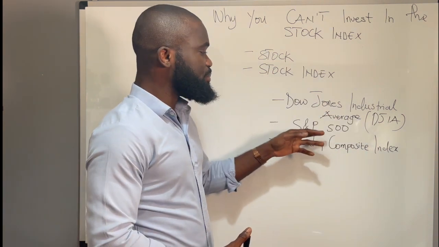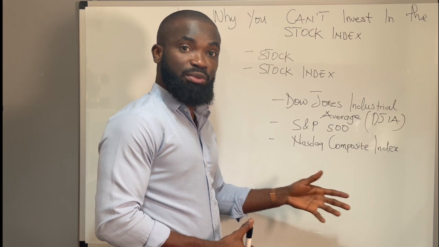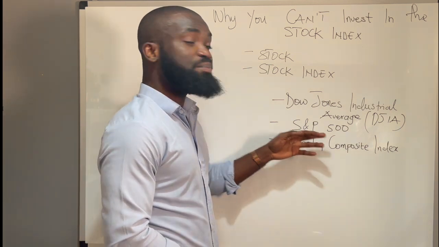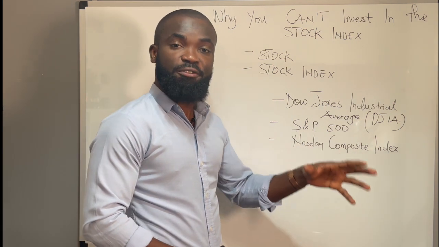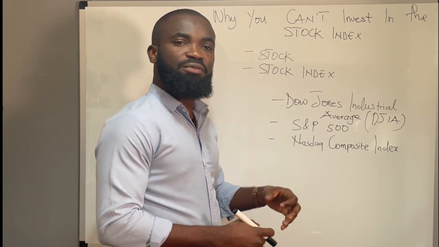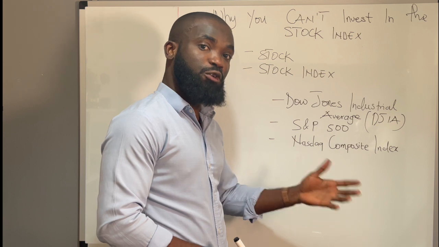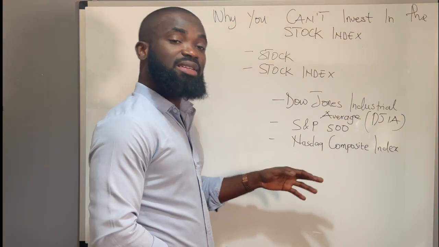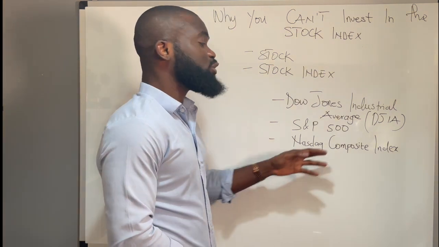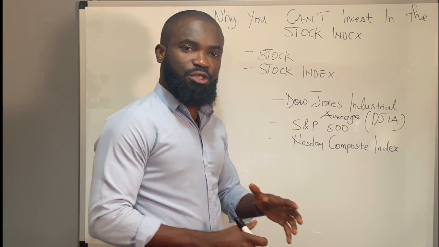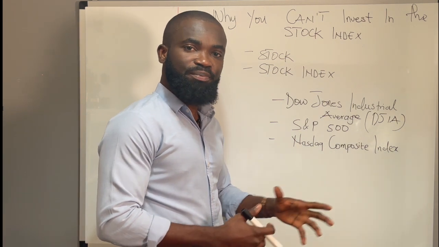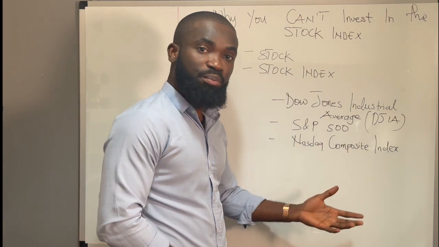Now we have the S&P 500. This is probably the most popular stock index on the market. The S&P 500 represents or tracks the performance of 500 of some of the largest publicly traded companies on the New York Stock Exchange from the US. Now, when we talk about the Nasdaq Composite, we are talking about a stock index that is particular to technology or computer-based companies or internet-based companies for that matter.